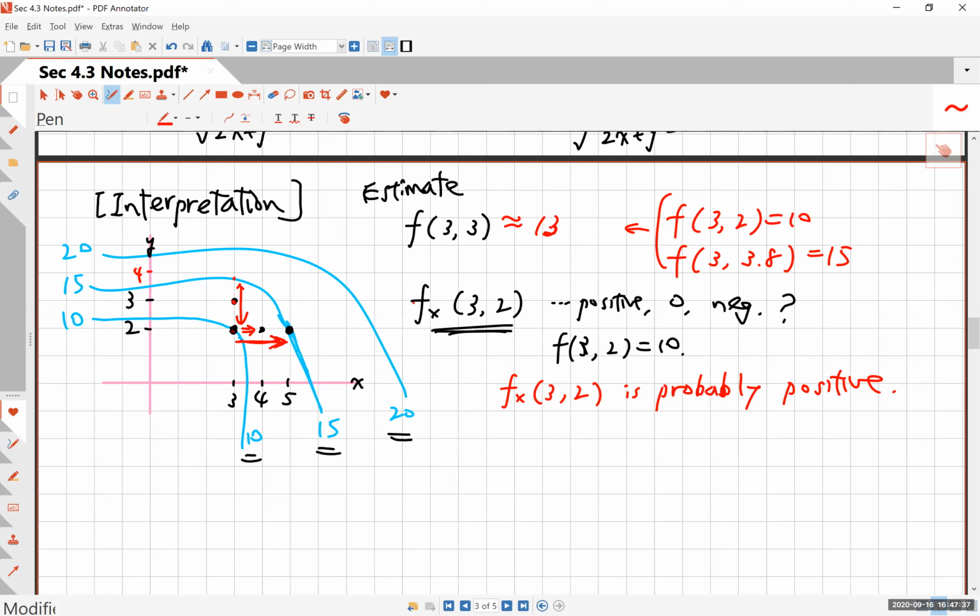More likely, the local derivative with respect to x will be increasing. Right? So that's the kind of information you can get from this. All right, how about another problem?